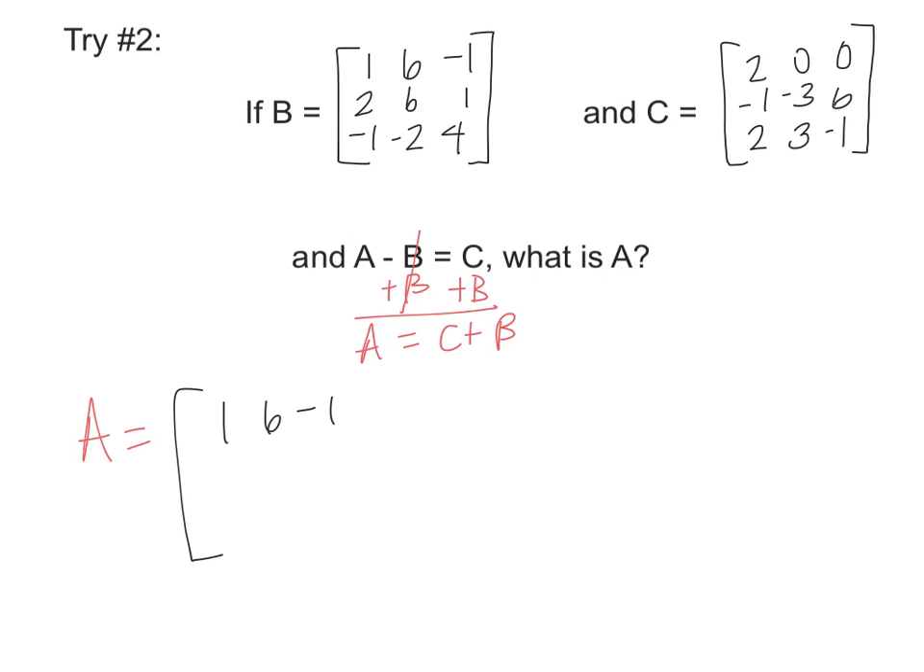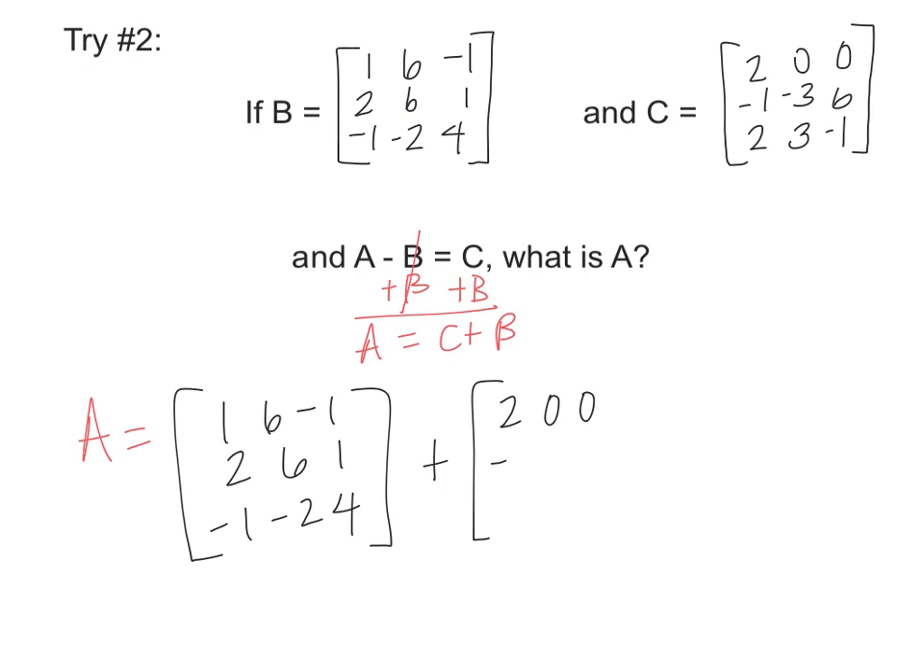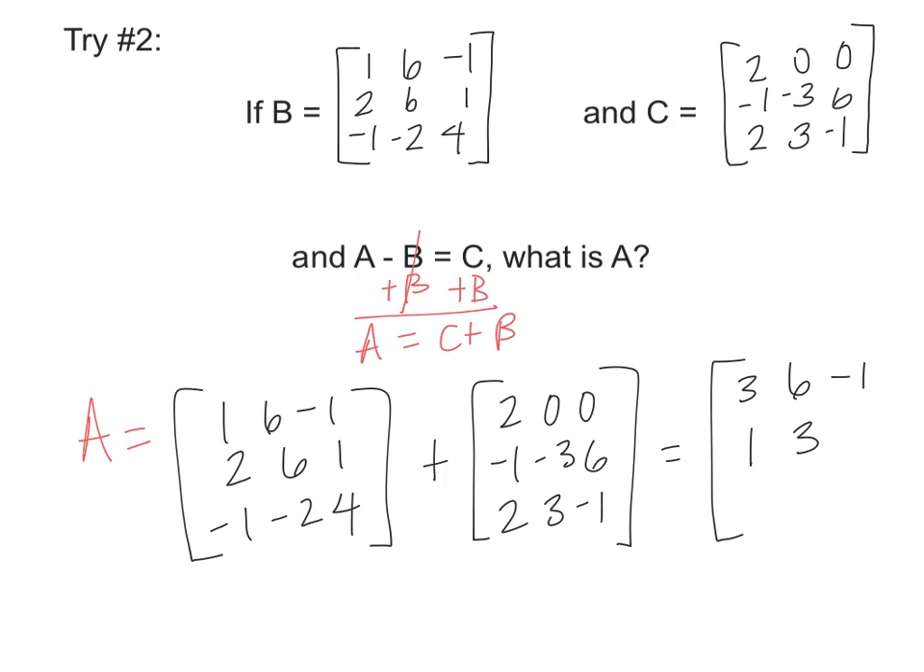1, 6, negative 1, 2, 6, 1, negative 1, negative 2, 4. Plus, adding C, that's 2, 0, 0, negative 1, negative 3, 6, 2, 3, negative 1. So our final answer will be 3, 6, negative 1, 1, 3, 7, 1, 1, 3. And that's our answer to A.